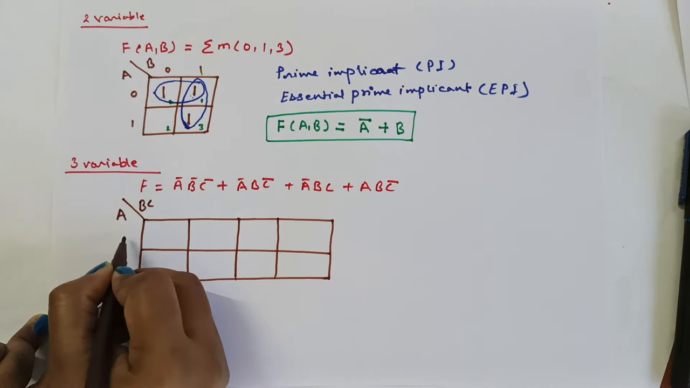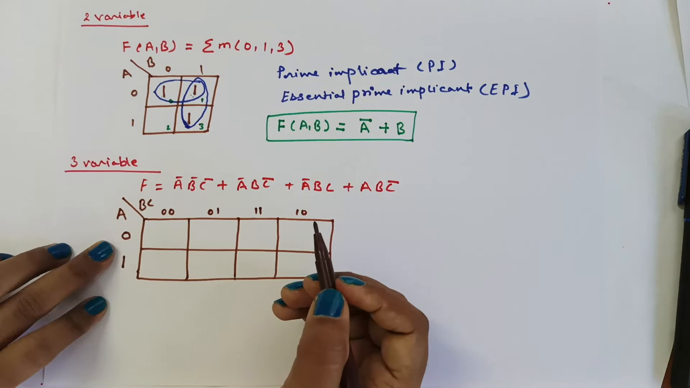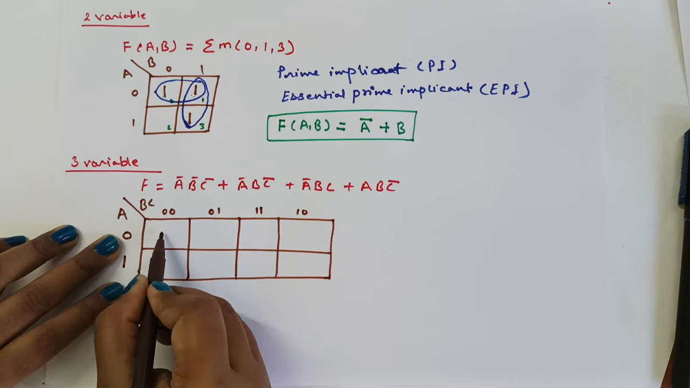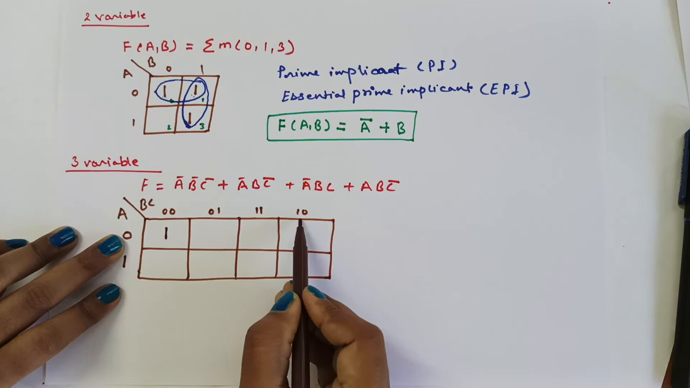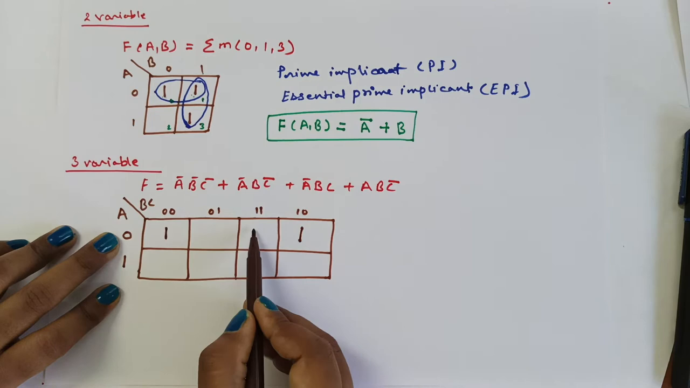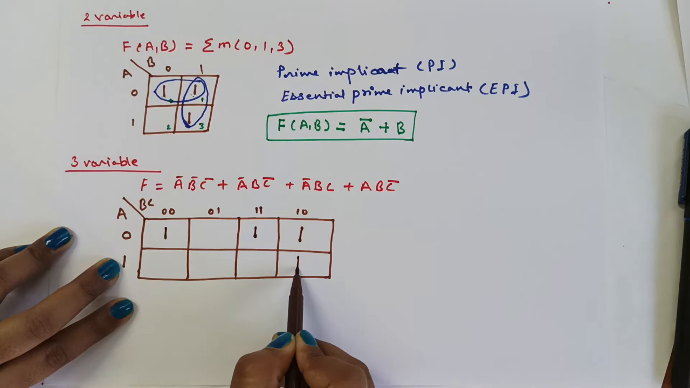We'll write the variables and the 0, 0, 0, 1, 1, 0 and 1, 1. For first term, 0, 0, 0 is A bar, B bar, C bar, so write 1 here. For second term, A bar, B, C bar, 0, 1, 0, 1, A bar, B, C, that means 0, 1, 1, and A, B, C bar, that means 1, 1, 0.